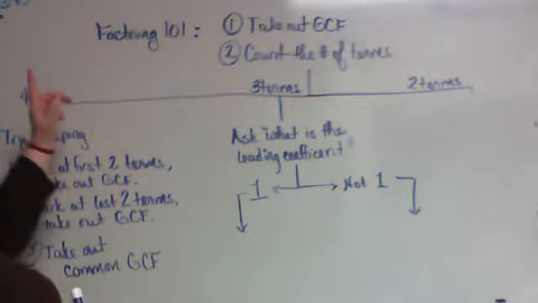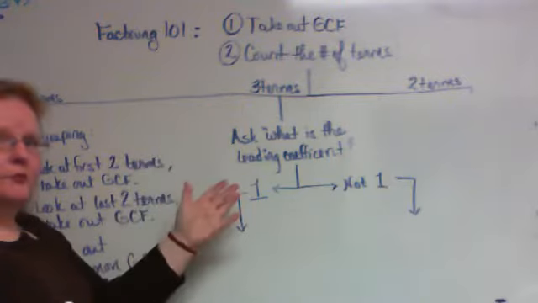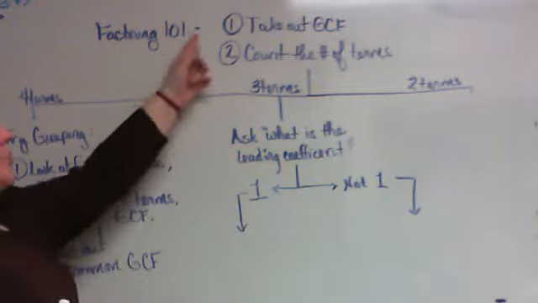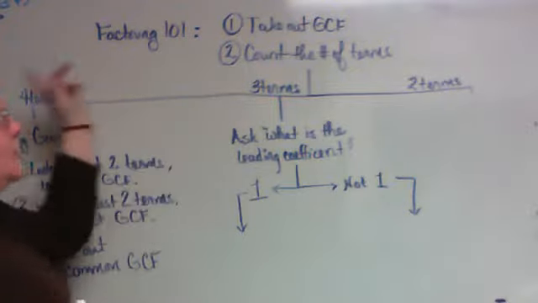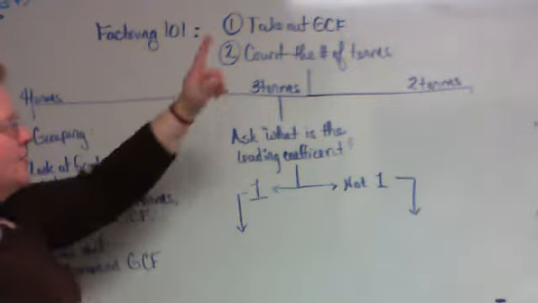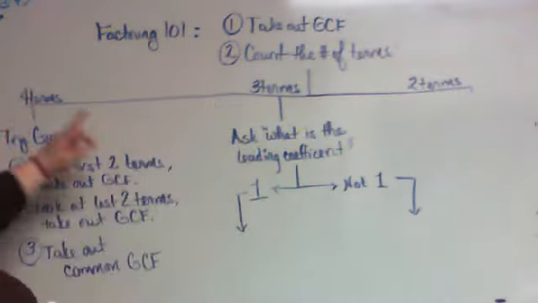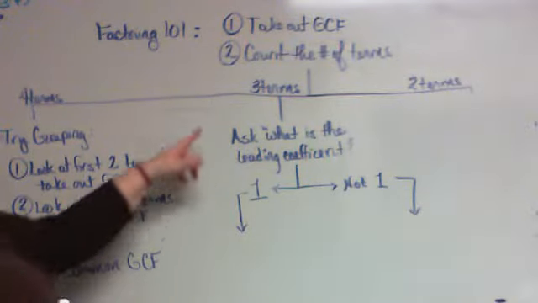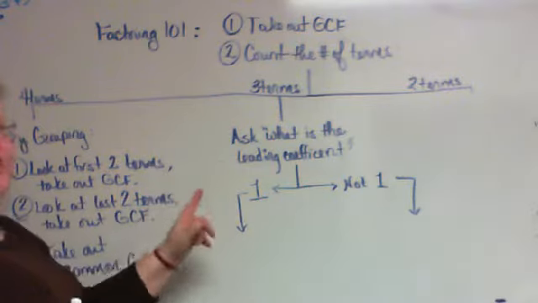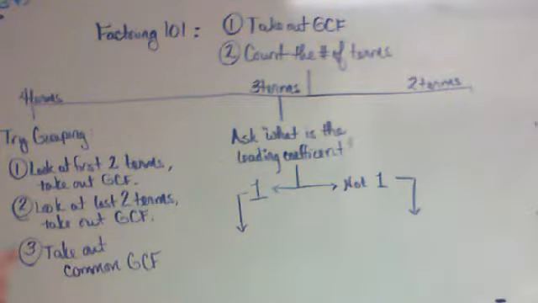So remember I told you we needed to write this every time so we would remember it. Factoring 101: go ahead and write down, take out the GCF, count the number of terms, split them up into 4 terms, 3 terms, and 2 terms. 4 terms we talked about yesterday. 3 terms is what we're going to talk about today. Go ahead and make sure you have all of that written down, and then I'll tell you what to write underneath the 3 terms.